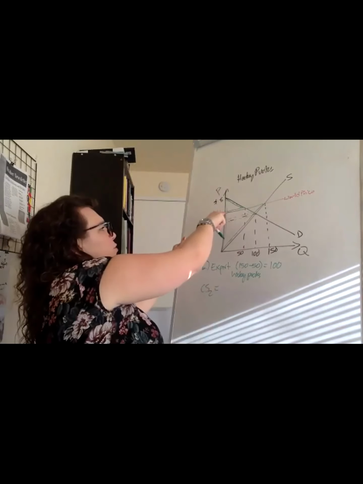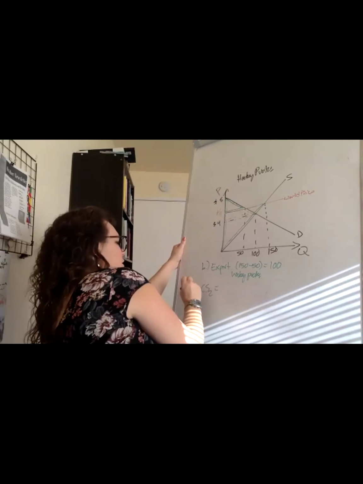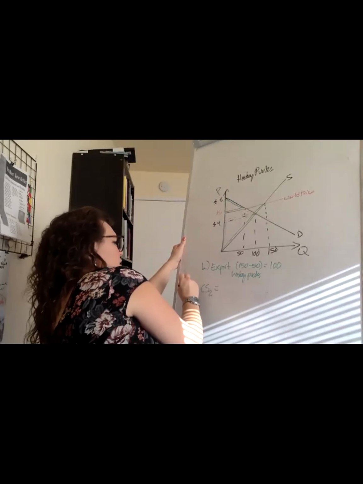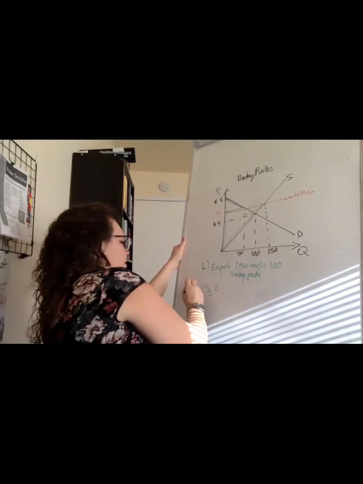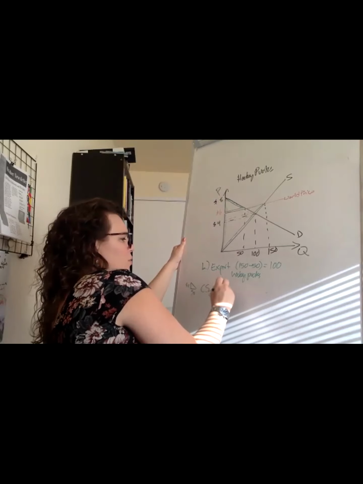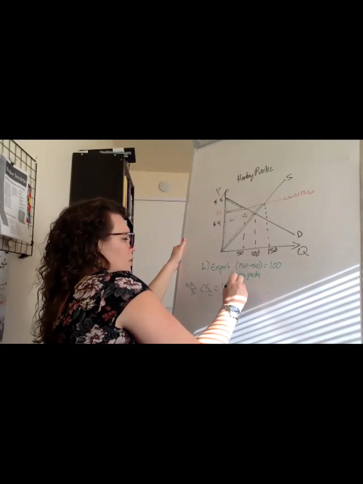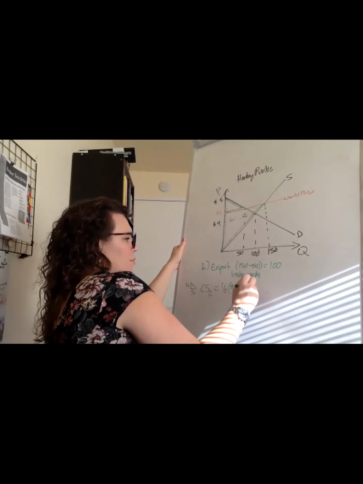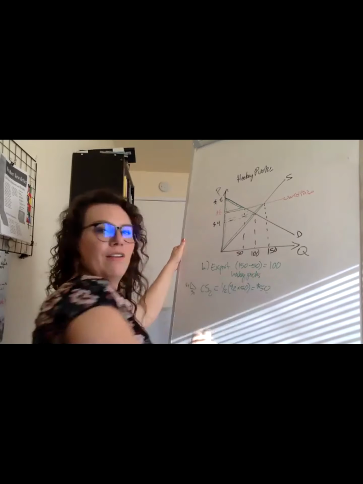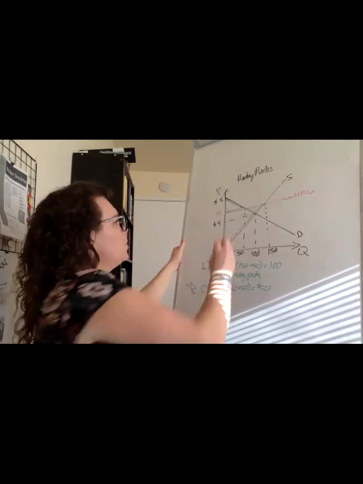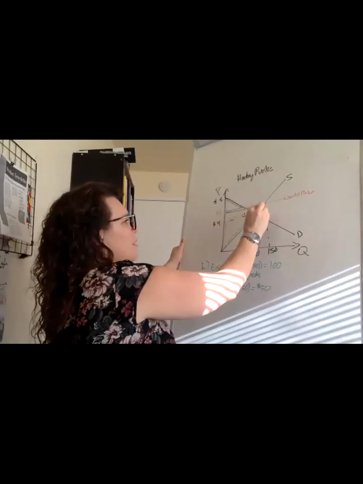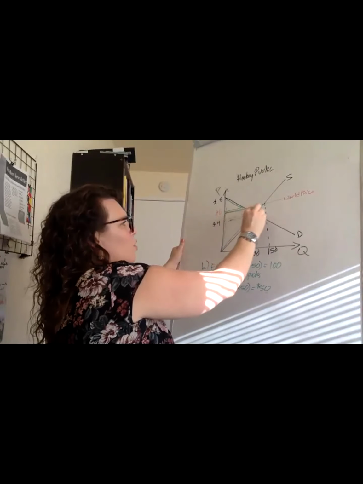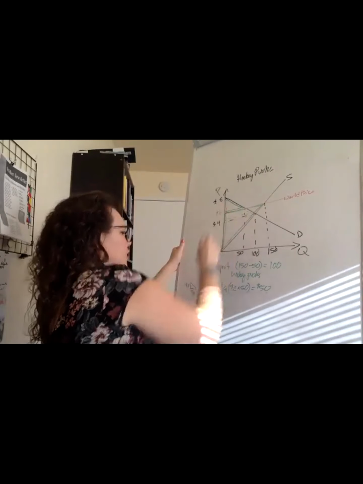It's now a triangle from $8 to $6. So that's a $2 height and only 50 hockey pucks. So now consumer surplus is 1/2 of $2 times 50 hockey pucks, or $50. Producer surplus is bigger. It's gone up. It's now a triangle that goes all the way out to 150 and from $0 to $6.